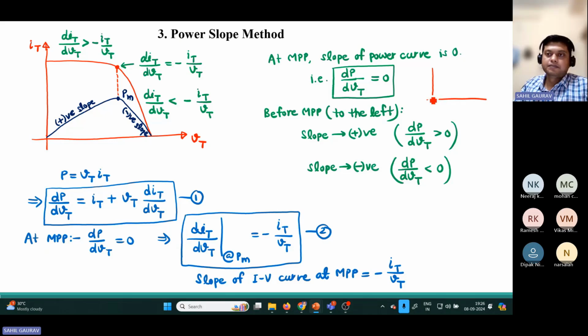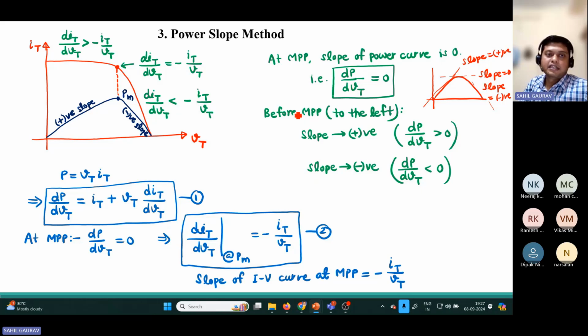Like if you have some sinusoidal curve, at the maximum the slope will be 0, and before that the slope will be positive at any point, and after this maximum point the slope will be negative. So we are going to use this concept for implementing MPPT in the power slope method. So at MPP, the slope of the power curve is 0. Here at the MPP point, dP/dV equals 0.